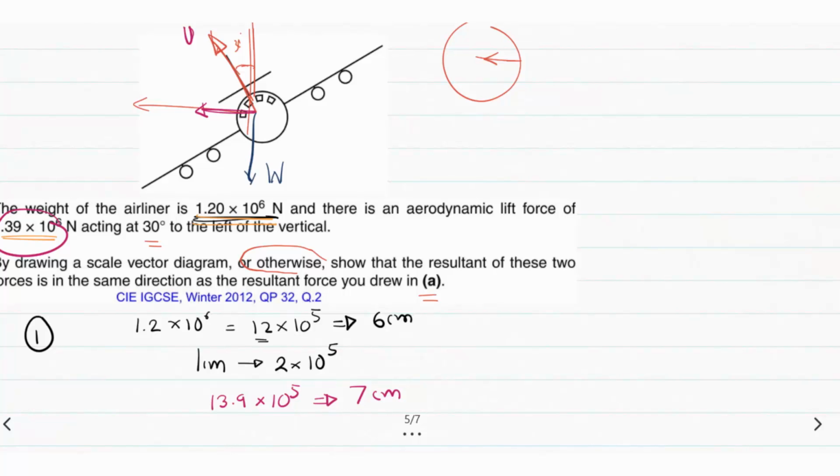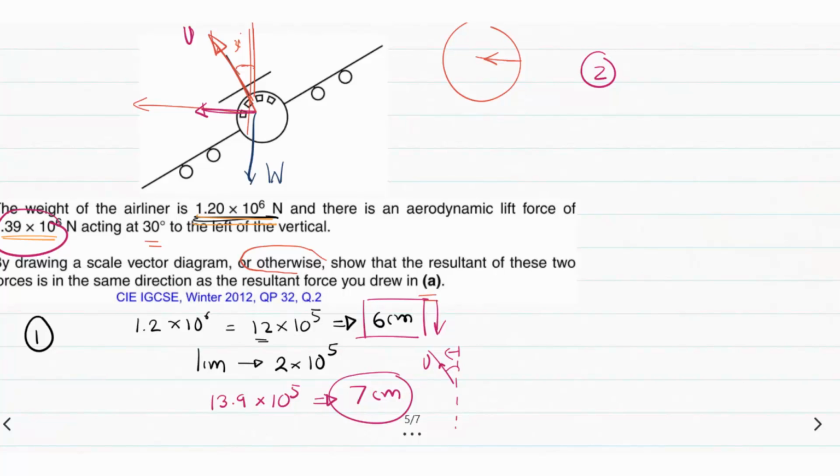So I scaled it down into two different values. The weight would be 6 centimeters acting downwards, and there is 7 centimeters of the lift which is acting 30 degrees to the left of vertical. That's my vertical direction, and to the left 30 degrees. So that's my uplift.